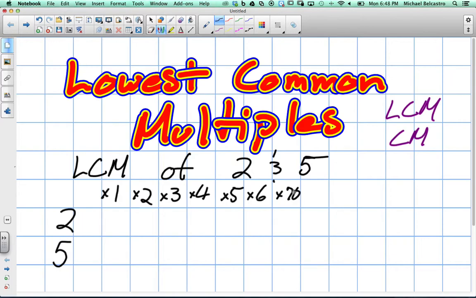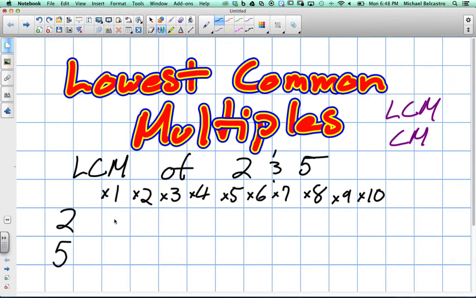I'm going to go to 10, just so we get used to it. Then we're going to circle all our common multiples and focus on the lowest one. You really only have to go until you find the first one, because the first one will always be the lowest common multiple.